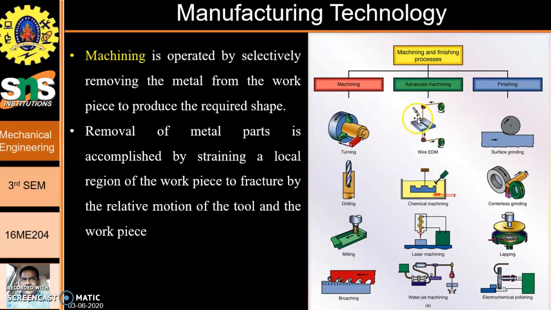Now, coming to the advanced ones, you have wire EDM, chemical machining, and laser machining, etc. And for the finishing processes, in order to make the surface very smooth, how do you measure the surface smoothness? It is measured by a surface measurement instrument, or Talysurf, etc. You measure the waviness or the surface roughness using this instrument, and it is denoted by the Ra value. Then you have centerless grinding, surface grinding, and lapping, which is a much superior process to surface grinding and gives a smoother finish. And then you also have electrochemical polishing.